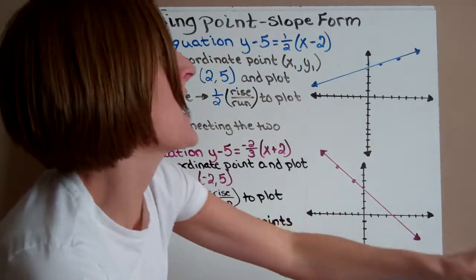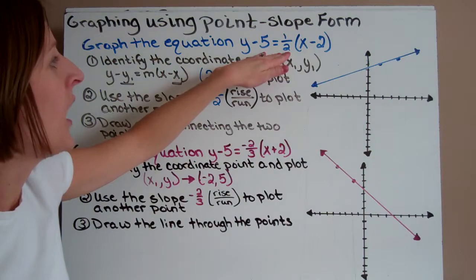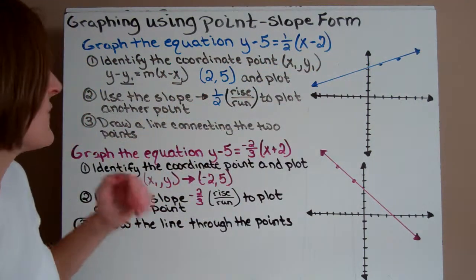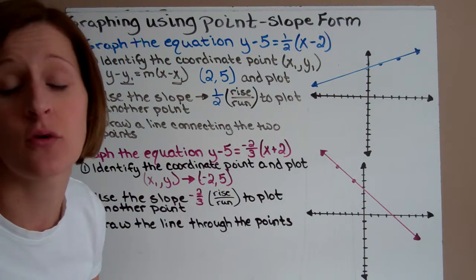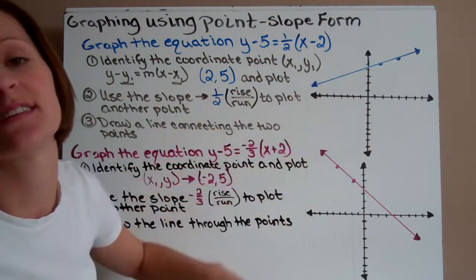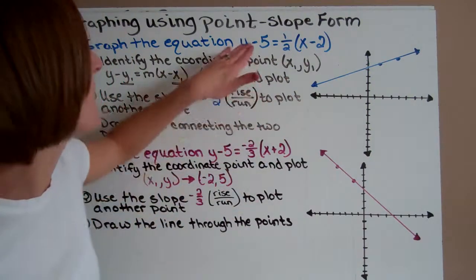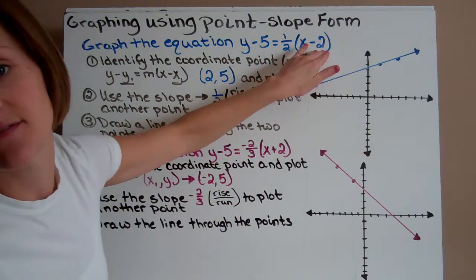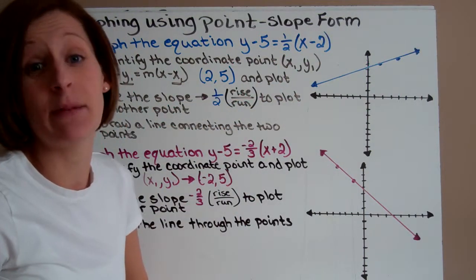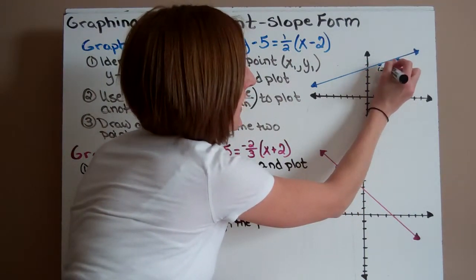Alright, let's graph using point-slope form. So here's the equation I have: y minus 5 equals 1/2 times x minus 2. The first thing is you have to identify the coordinate point x1, y1. Even though it's subtracting this 5 and subtracting this 2, that's part of the form. So what it means is this 5 is a positive and this 2 is a positive. So my point is 2, 5. That's the first thing I need to do, and I need to plot that point. So you go over 2, up 5, and here's my point, 2, 5.